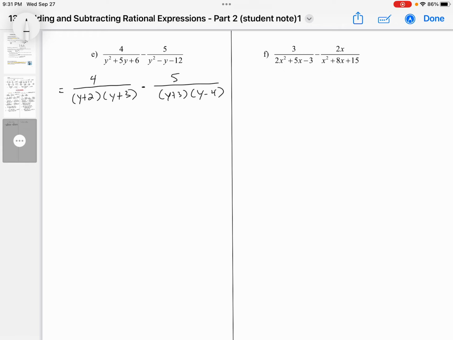So now I'm going to state those restrictions. Y can't be equal to -2, -3, and +4. Okay, I've got those restrictions ready to go. Now, the common denominator. What will the common denominator have in it? It's got to have a y plus 2, yeah? It's got to have a y plus 3, and it's got to have a y minus 4. Do you see? The y plus 3 repeats. It's going to be in there either way.